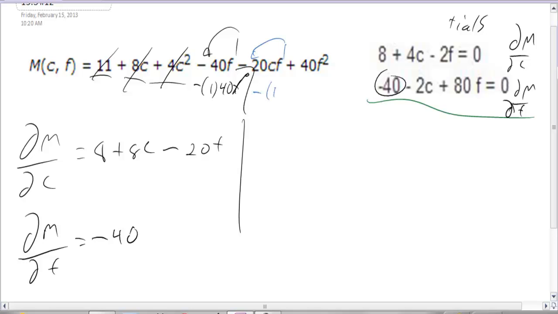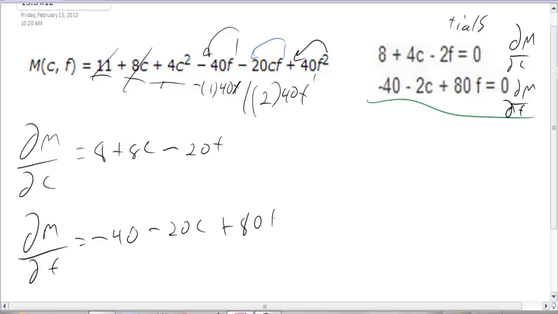Now the next term is f to the first, the 1 comes down to the front, making it negative 1 times 20c, and then f to the 0 is 1, so that leaves me with negative 20c. You only had negative 2c. Again, I wonder if that was a typo and you meant to type 20. For the last term, it's f squared, so the 2 comes out to the front, making it 2 times 40f to the first, which gives me plus 80f. That's what you have right there. So here are our partials.